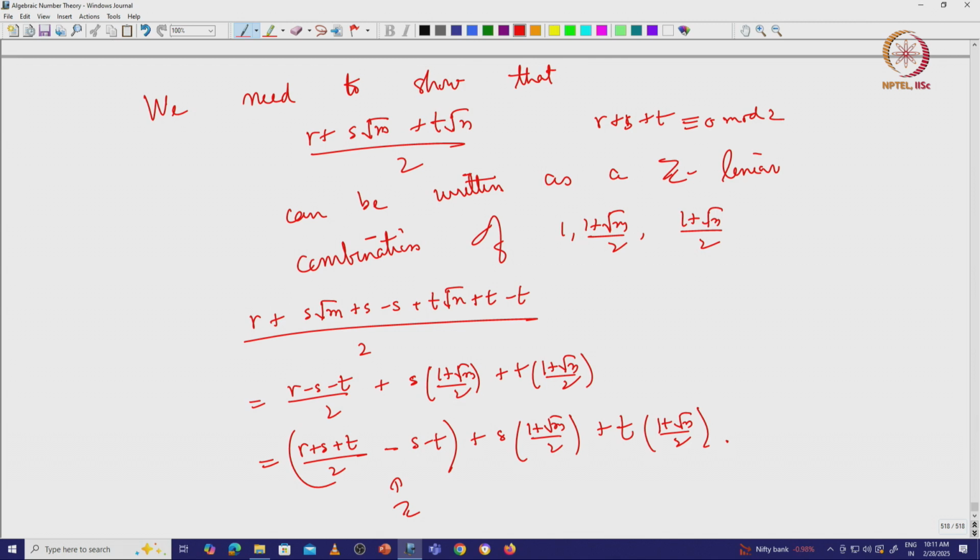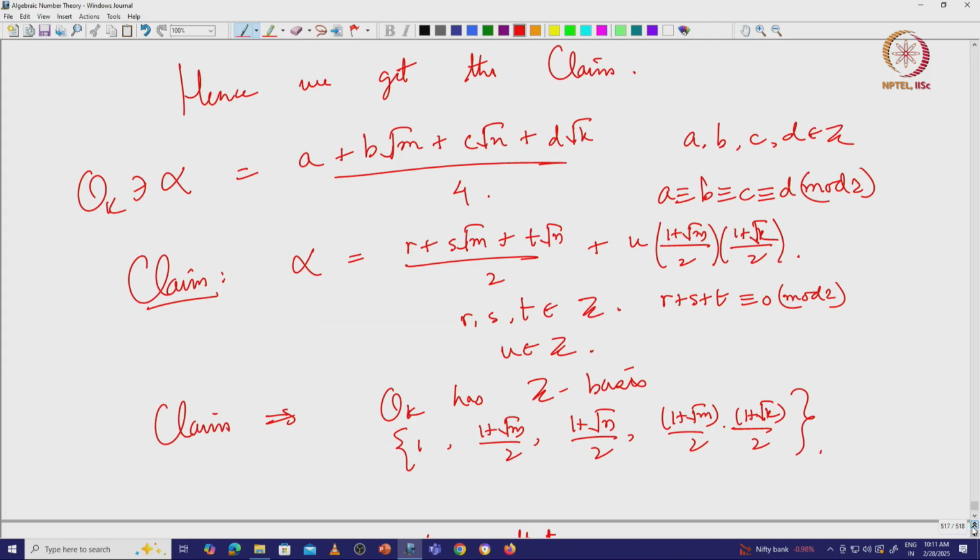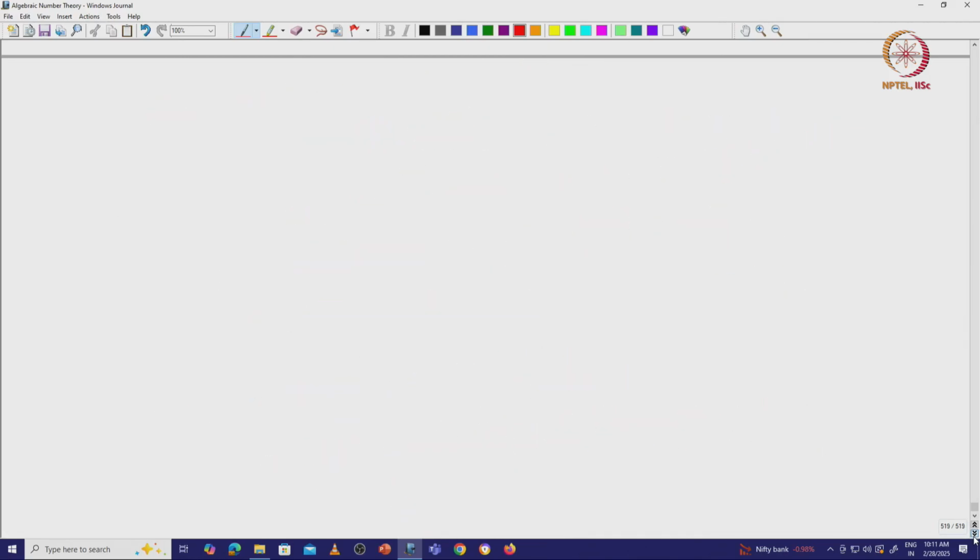Okay. All right. So, that is what this is, and so hence the claim shows you that this thing is a Z basis of O. Okay. All right. So, we need to prove the claim. So, proof of the claim. Okay.